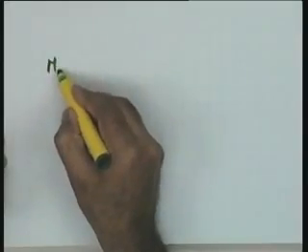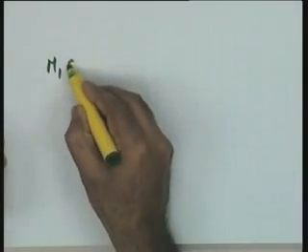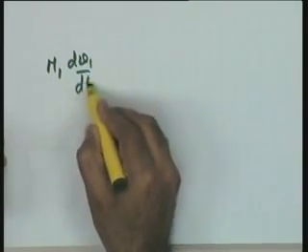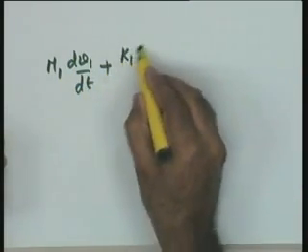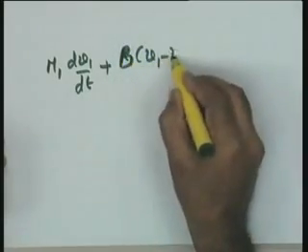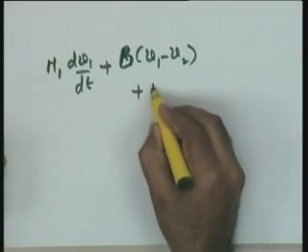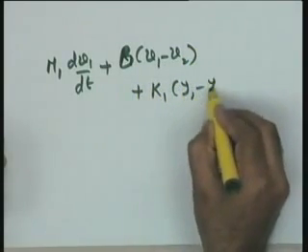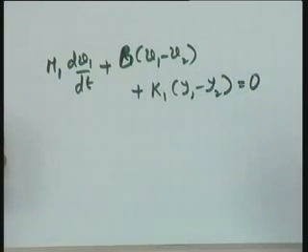At node 1, the equation is this: the current through mass m1, or the force, m1 dv1 by dt plus b(v1 minus v2) plus k1(y1 minus y2) equal to 0. I hope you are getting it. The way you write your nodal equations, I have written the force balance equation, keeping in mind that force is analogous to current. Okay. Look at the second equation now.